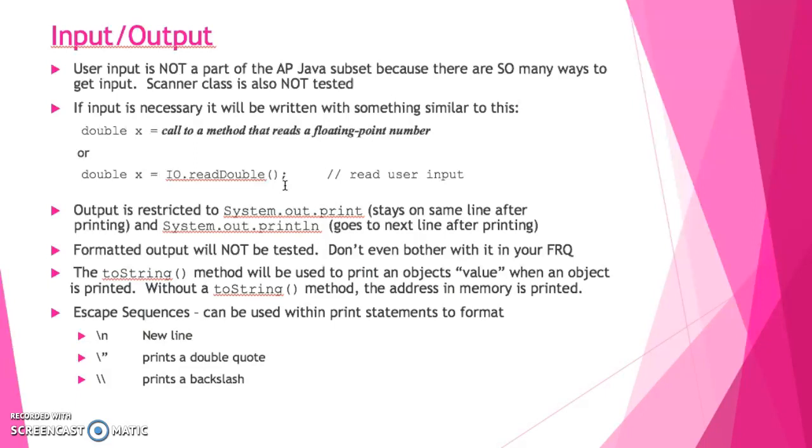We also want to understand that the toString method is used to print an object's value or state. Without a toString method, the address in memory will be printed. These are the escape sequences you want to be comfortable with to get a new line, to print a double quote, and to print a backslash.